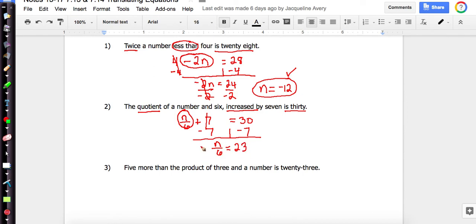And what's the opposite of division? Multiplication. So we're going to multiply both sides by 6. So I'm using the multiplicative inverse property. That gives me a 1 in disguise. So n equals 138. Now, on my check, I would do 138 divided by 6 plus 7 and hit equals, and it does, in fact, give me 30. Okay, 3 more examples.